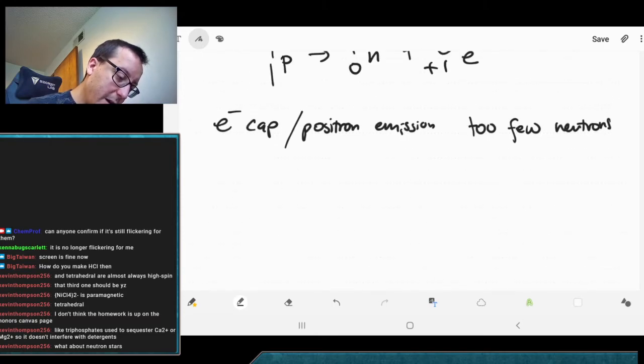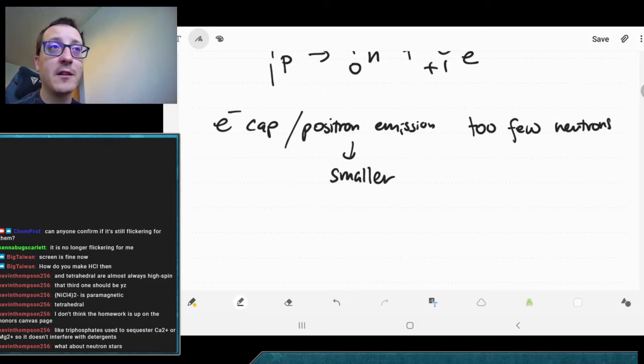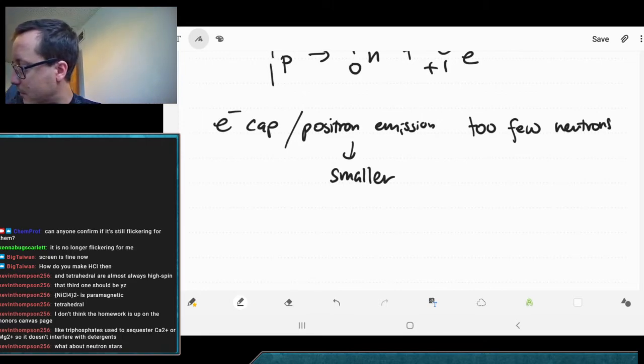So just so we know, positron emission is generally for smaller nuclei than electron capture is. However, there's no hard and fast rule for which nuclei will undergo positron emission versus electron capture. So suffice it to say, generally smaller things tend to undergo positron emission instead of electron capture, but that's not always the case.